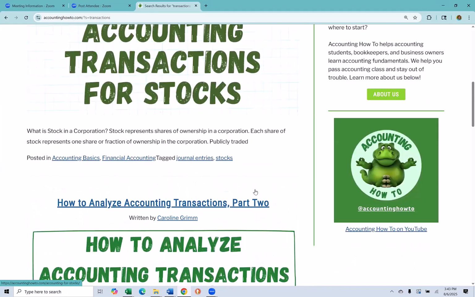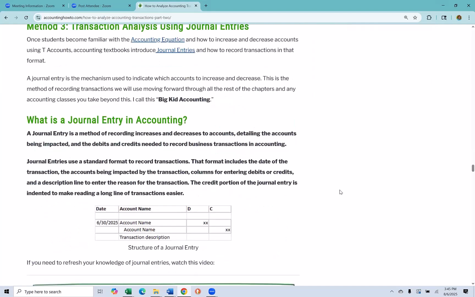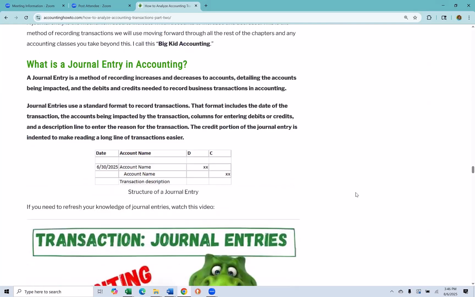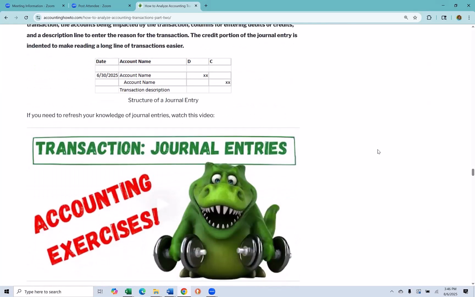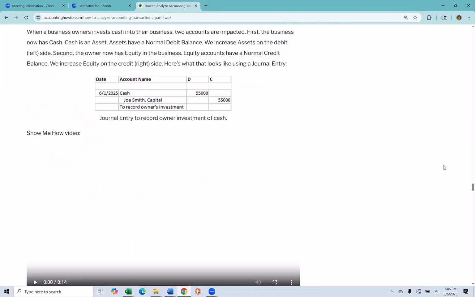But I want to look at this one, how to analyze accounting transactions, part 2. The reason I'm coming to part 2 is this is the journal entry, the debit credit part, and then we get into how to do journal entries. Those journal entries are going to be done step by step. Here's a format for a journal entry. Here's a video that's going to walk you through step by step how to do those journal entries for those transactions. So here we go.